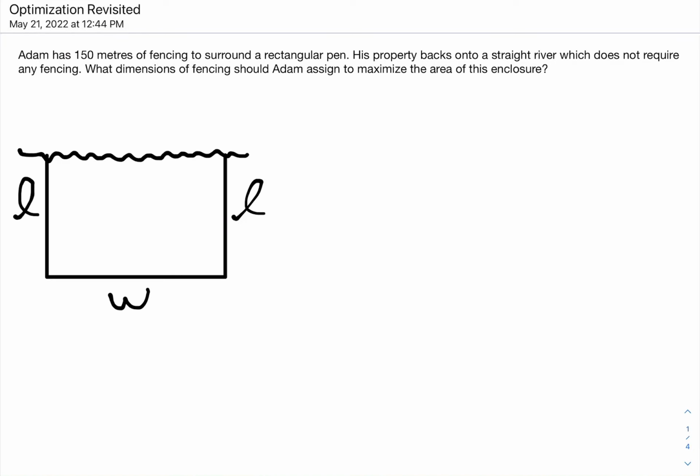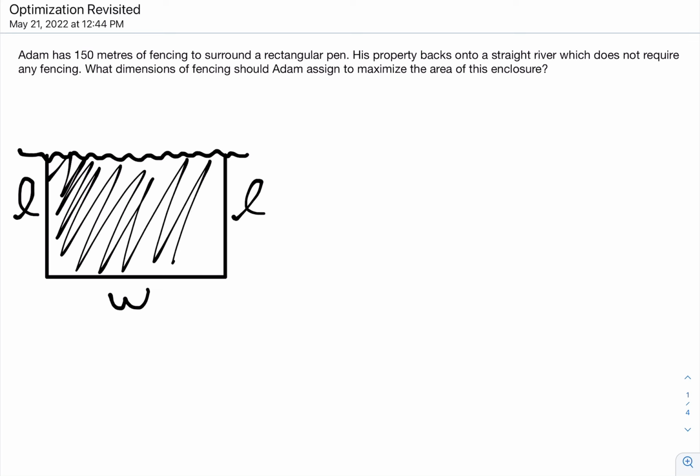Okay, so what we're trying to do in this question is optimize an area. It says here Adam has 150 meters of fencing to surround a rectangular pen. His property backs onto a straight river which does not require any fencing. So I drew a little picture here. We have our rectangular pen, our little area. And the area inside the fencing, that's the area that we're trying to maximize.